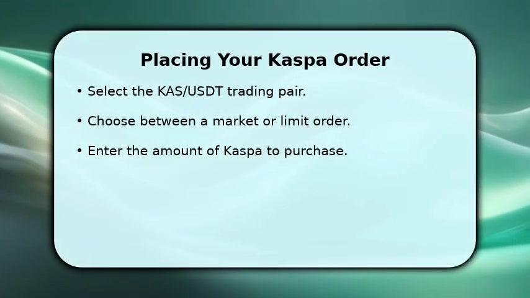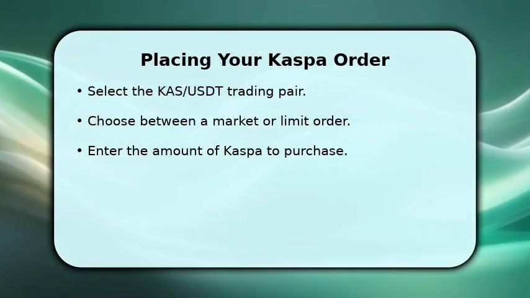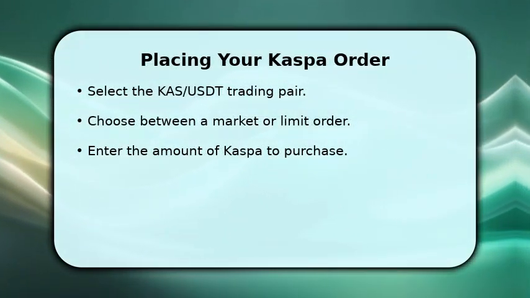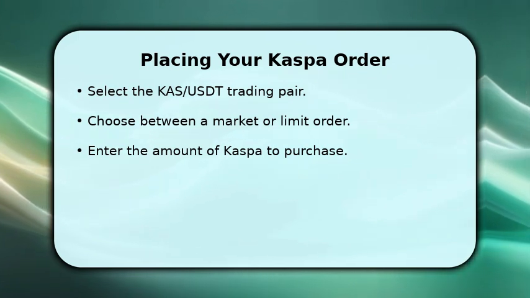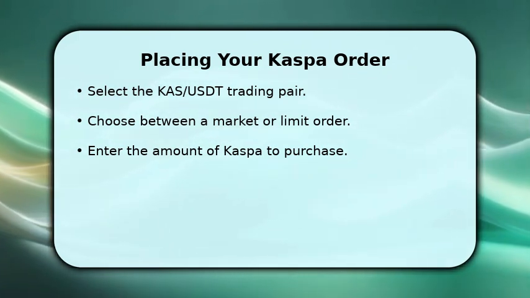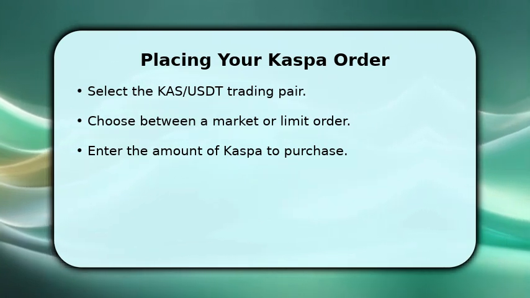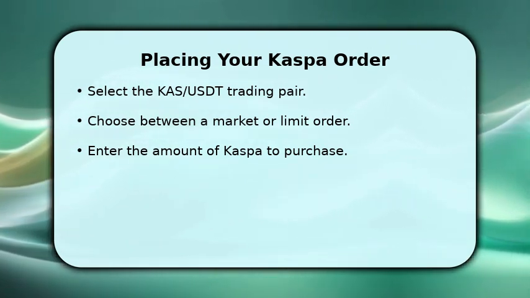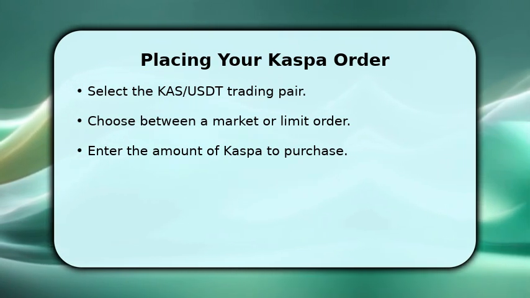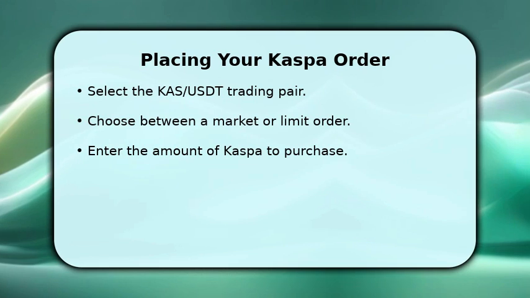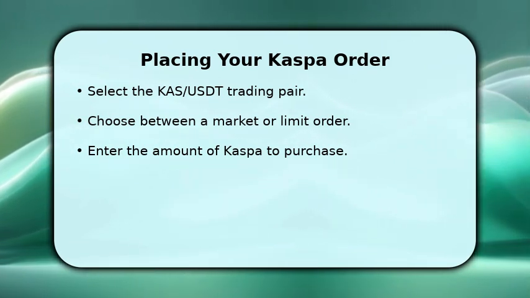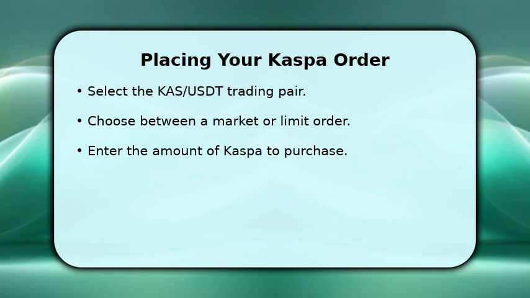Now that your account is funded, find the KAS/US trading pair on KuCoin. You can choose between a market order, which executes immediately at the current price, or a limit order, allowing you to set a specific price. Enter the desired amount of Kaspa you wish to buy, then confirm your order. Always double-check the details before finalizing your purchase.